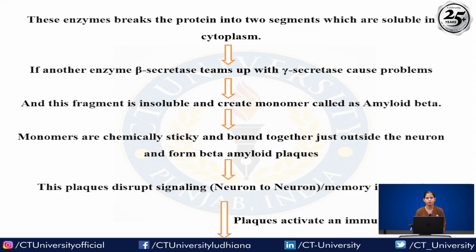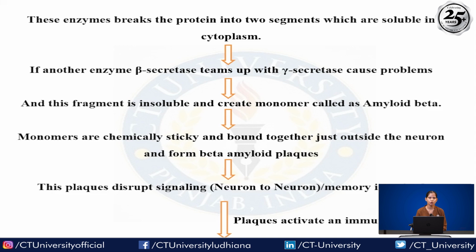So the main cause of Alzheimer's is a deposition of protein. The beta secretase enzyme teams up with the gamma secretase and causes a problem. This fragment is insoluble and creates a monomer. That monomer is known as amyloid beta. That monomer is chemically sticky and binds together just outside the neuron and forms beta amyloid plaques, because beta secretase is insoluble.